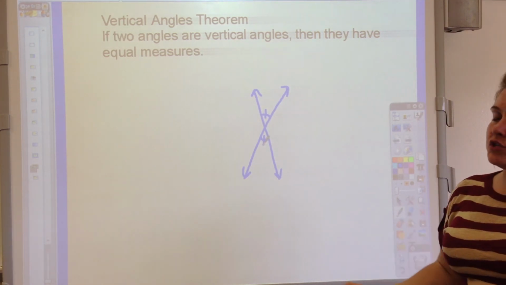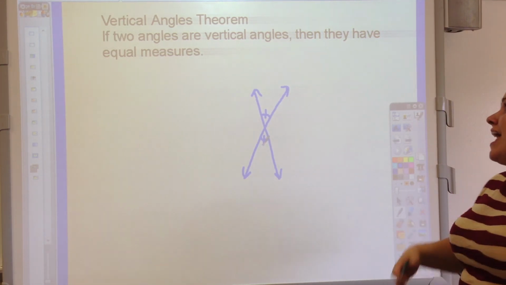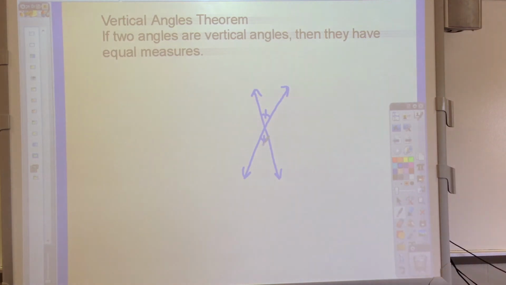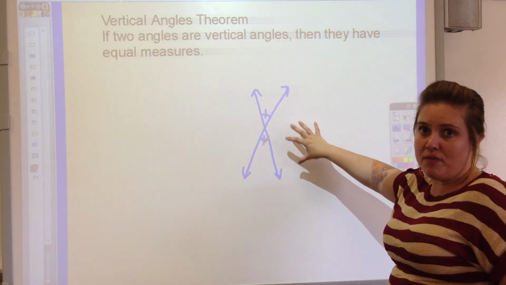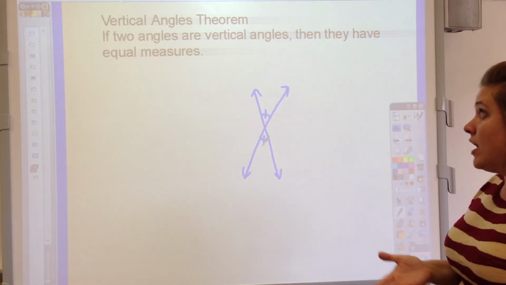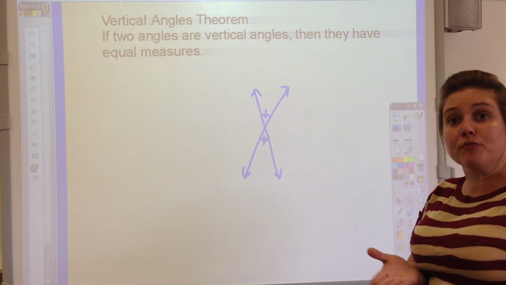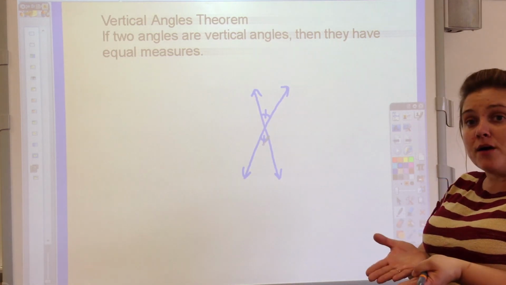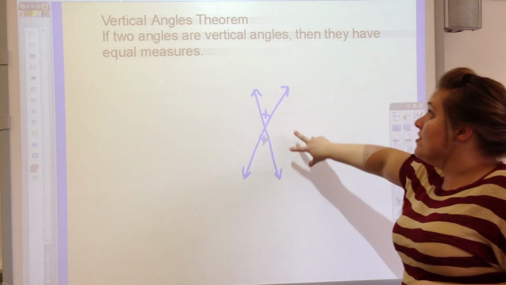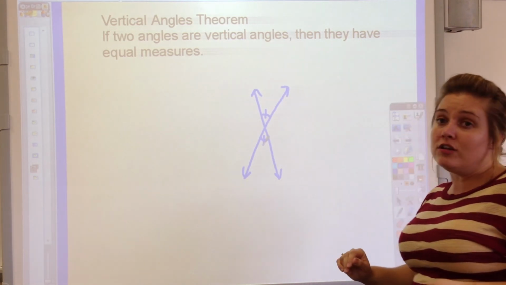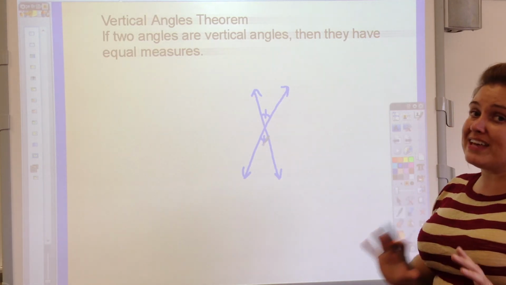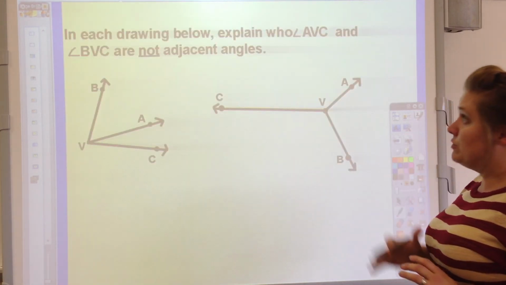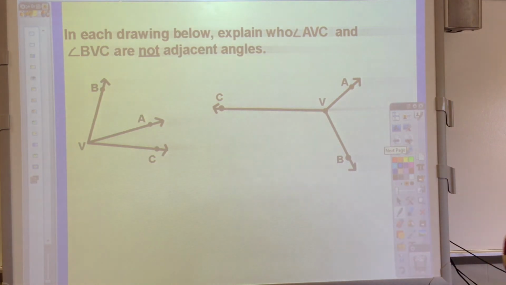So please distinguish the difference between the definition and the theorem. The definition just kind of draws you a mental picture. It explains what it is. And the theorem tells you something important about the measure. The theorem for adjacent angles, or for linear pairs, was that the sum of their angles was 180. The important thing about vertical angles is that their measures are equal. So be very careful about distinguishing between definition and theorem.